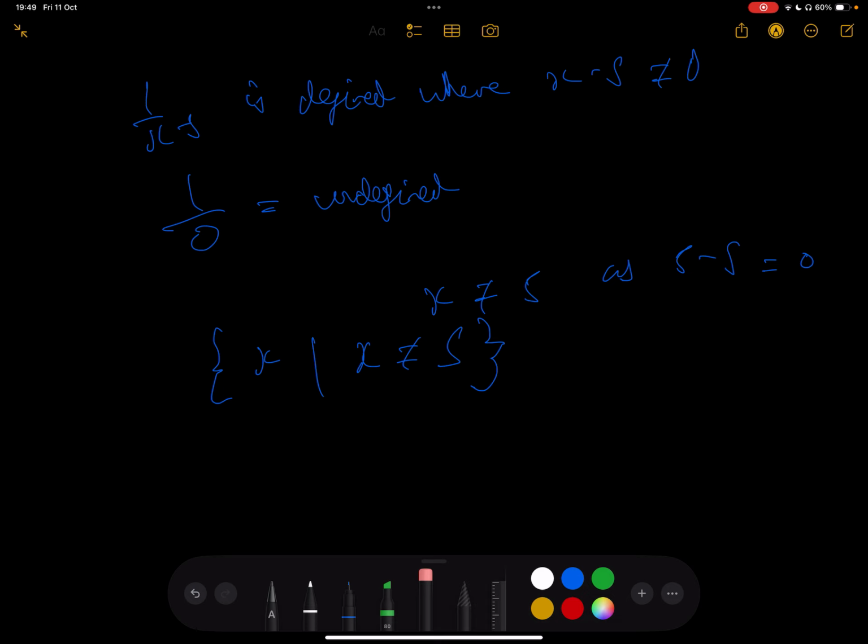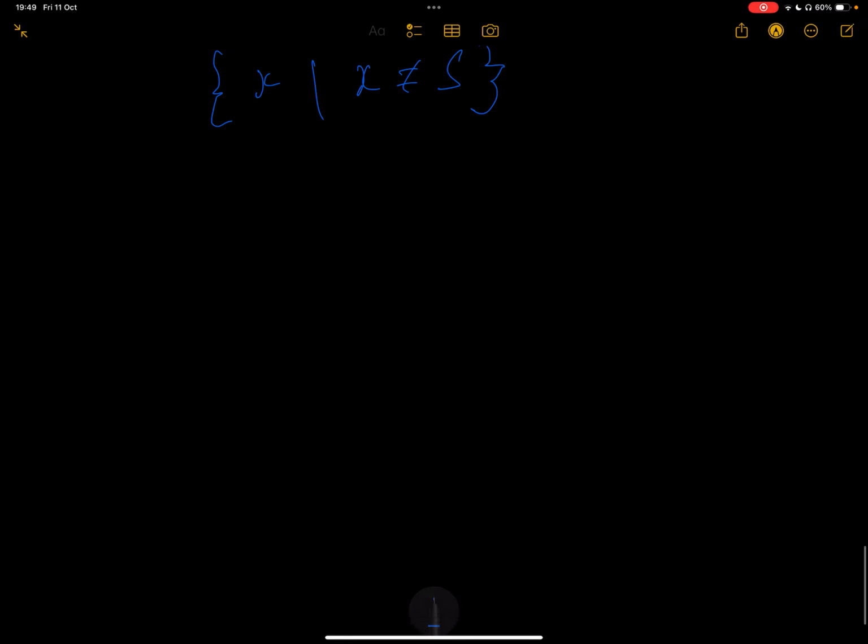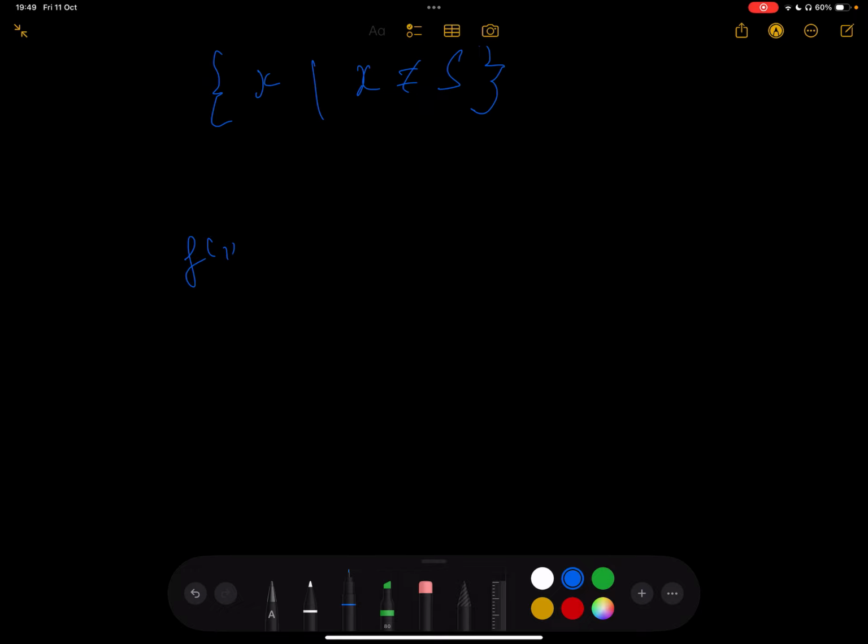So we can now look at the range. No matter how large or small x is, y equals f of x will never be 0. So let's look at that. The function in this question is 1 over x minus 5. y is equal to 1 over x minus 5.